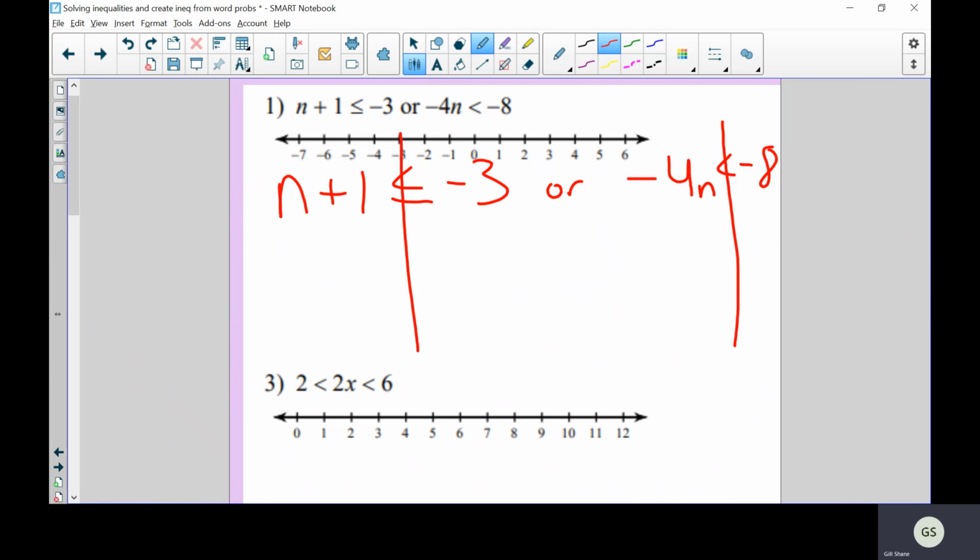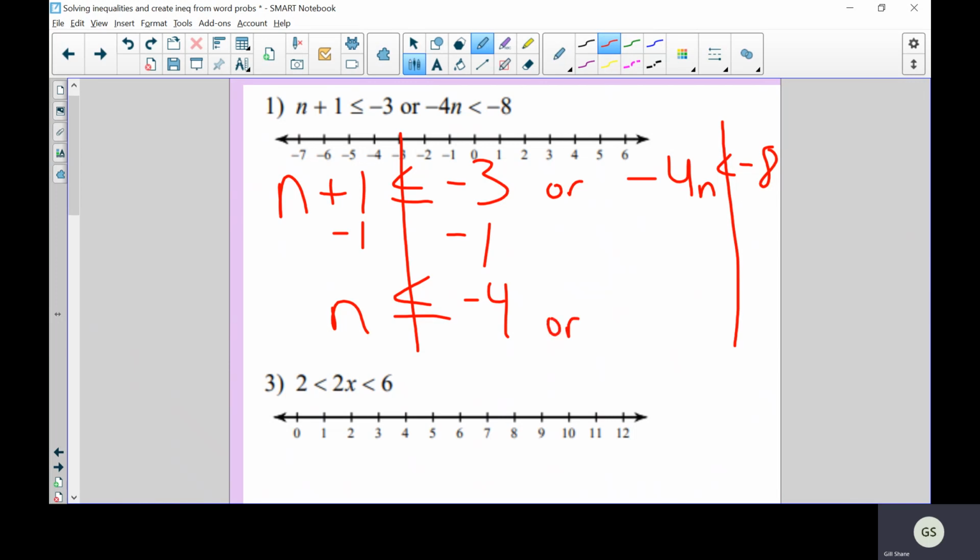So if I want that n to be all by itself, I got to get rid of that plus 1. Well, how do I get rid of plus 1? I do the opposite math. What's the opposite of plus 1? Subtract 1. So if I subtract 1, I get n. I didn't divide at all, so I definitely didn't divide by a negative, so I don't need to worry about flipping the sign. So part of my solution is going to be n is less than or equal to -4.